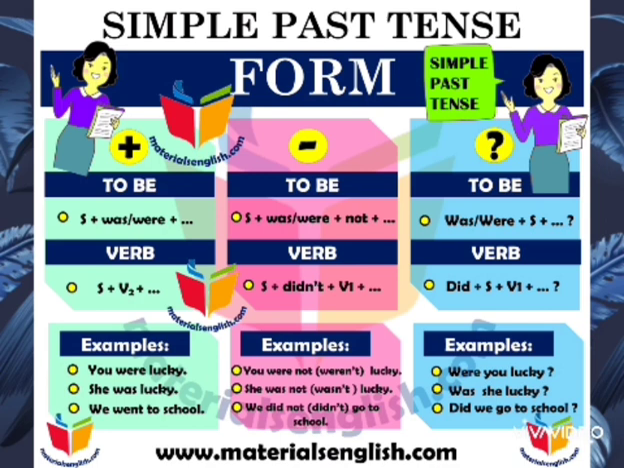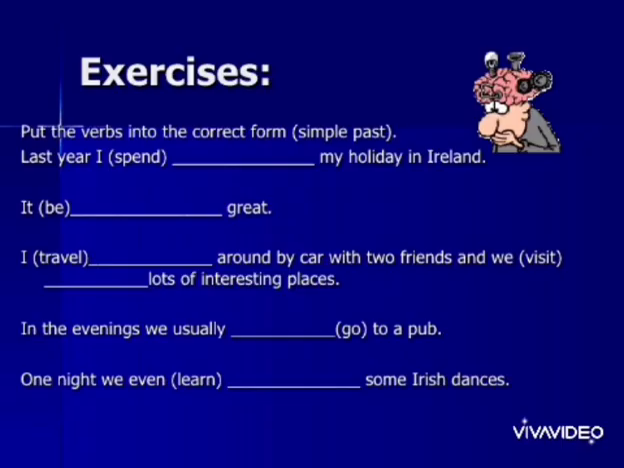And we have also learned the sentence structure of interrogative sentences. Was or were plus subject, like were you lucky, did we go to the school, like that. After watching the whole video very carefully, you need to solve this exercise in your copy, and then in the next video I shall discuss the answers with you.